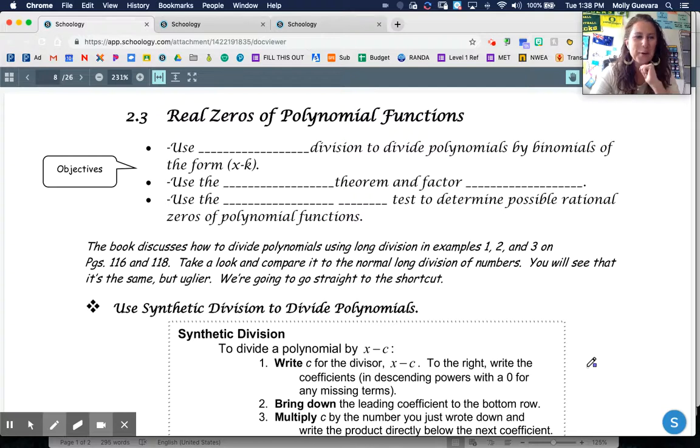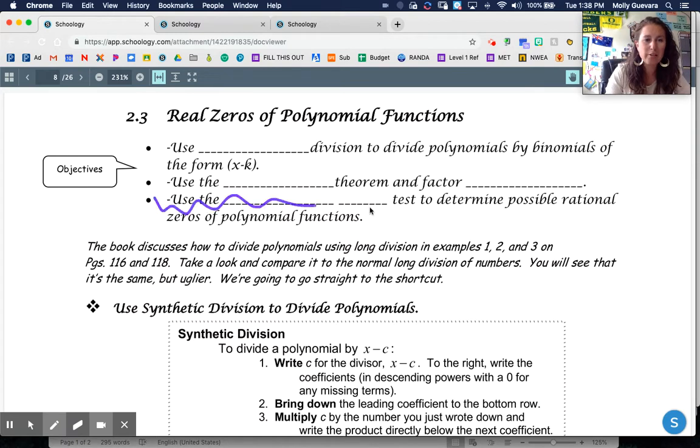Hello, everyone. We're going to look at 2.3 today, which is all about the real zeros of polynomial functions. This is a super short unit, so hopefully this goes pretty quick for us. But I'm just going to say ahead of time, if you have any questions about synthetic division, which we're going to go over today, then just reach out and I'm sure it's a quick fix. That's basically what we're focusing on today: learning how to use synthetic division and what it means for us. So we actually only have two objectives today.